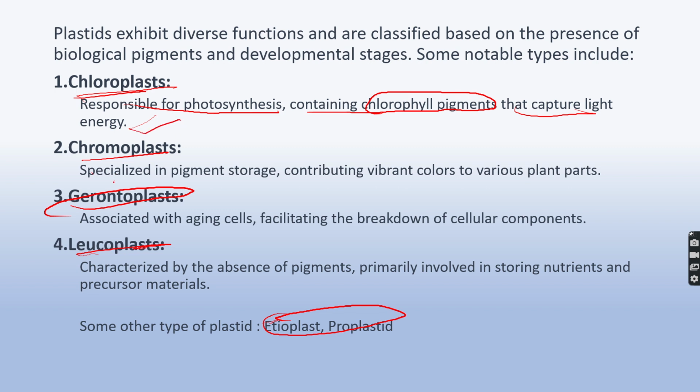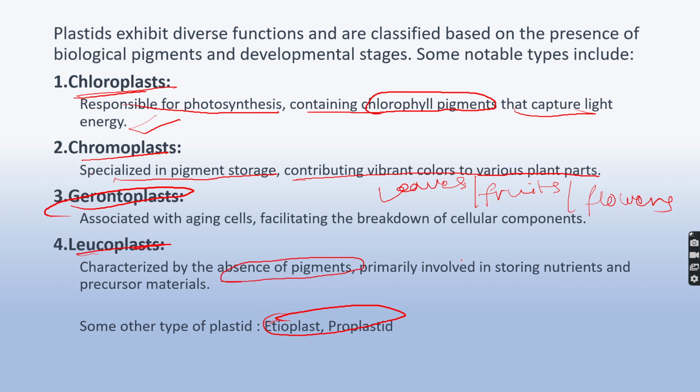If we see chromoplast, it is specialized for pigment storage, contributing vibrant color to various plant parts such as your leaves, fruits, and flowers. Leucoplasts are basically not having any pigments, and they are involved in storing of nutrients and other precursor material.